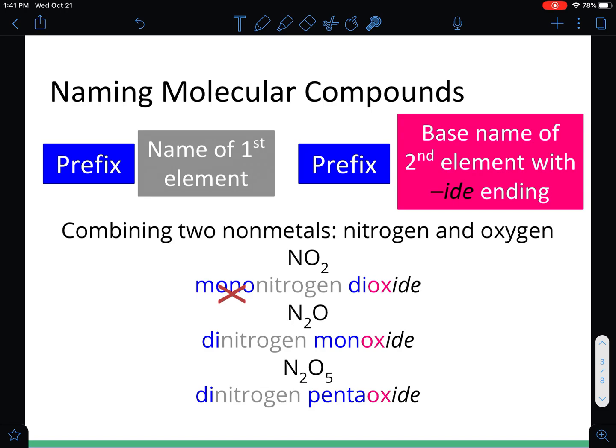Now notice there's an X over the mono, and I didn't say it when I listed off that name. And that is because whenever there is one atom of the first element, we do not use the mono prefix. If there is one atom of the second element, you do need to use the mono prefix. It's kind of a weird rule, but just remember that the only time that you identify if there's one atom is when it is the second element. So mono will only ever be used in the second element.